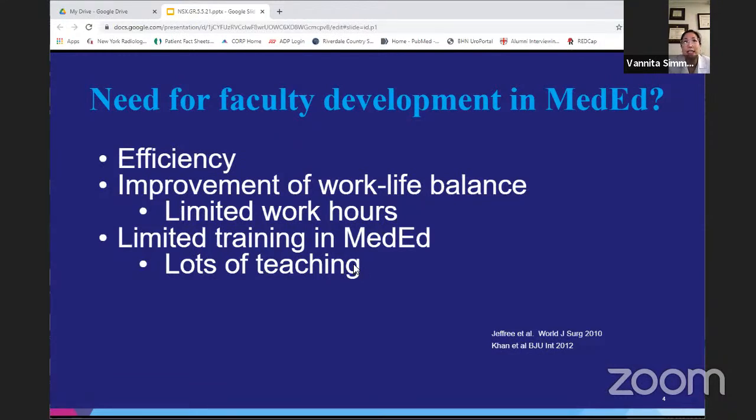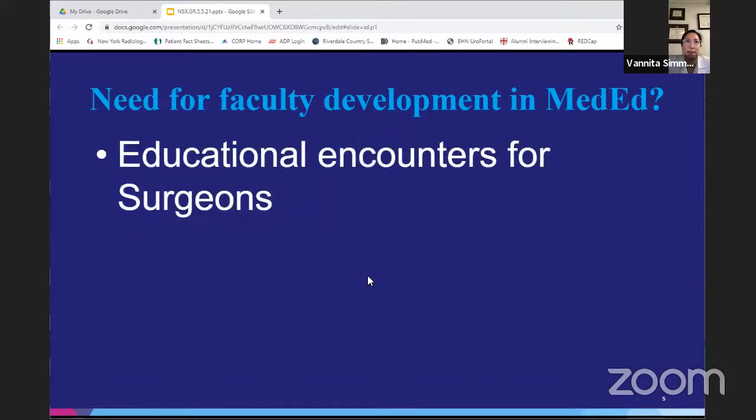The second thing is work-life balance. We have limited work hours, and we have to ensure that our residents and medical students learn as much as they can every day. However, few of us, as very busy surgeons, have not been formally taught to teach. And that's okay. That's why we have continuing medical education and faculty development.